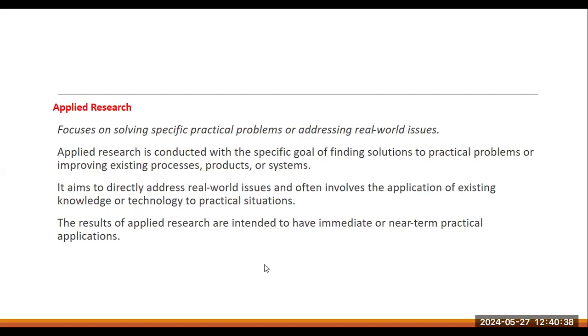We can also see some examples. Consumer behavior studies: a company might conduct applied research to understand why consumers are not purchasing a particular product despite it having positive reviews. Even though people review the product positively, they are not purchasing it much. So they want to do research to understand why. By conducting surveys or focus groups, right, they can gather insights into customers' preferences, perception, how people are viewing it, and barriers to purchase.